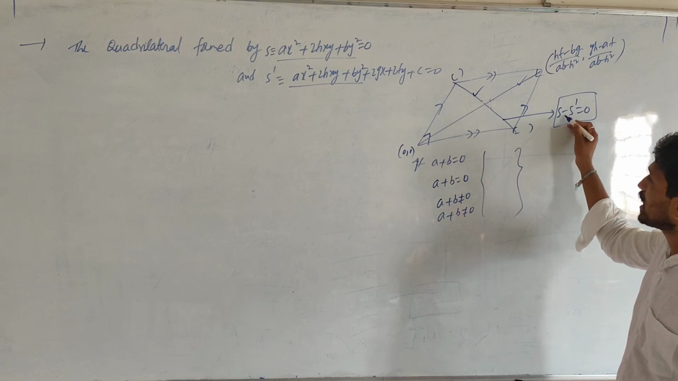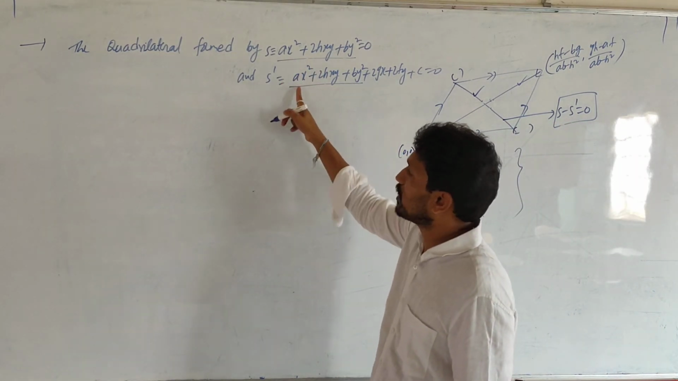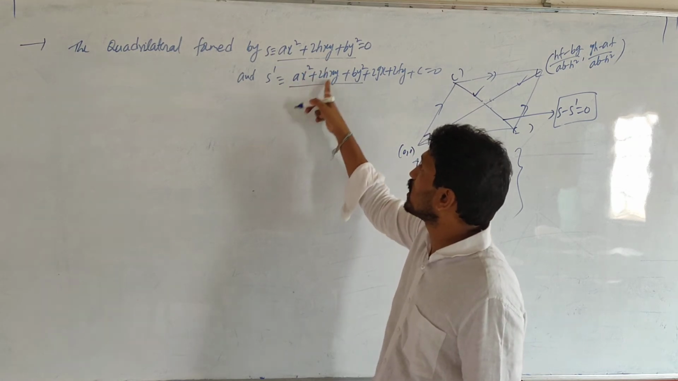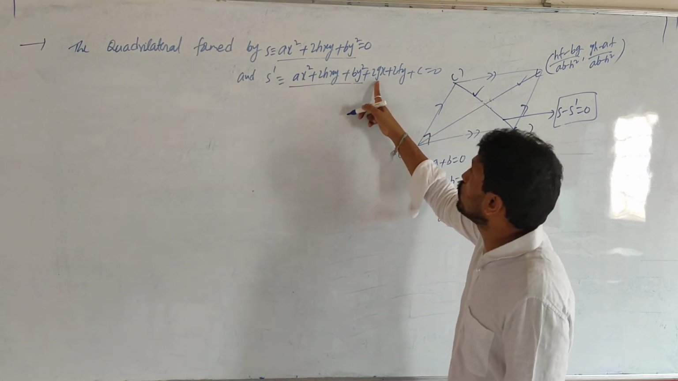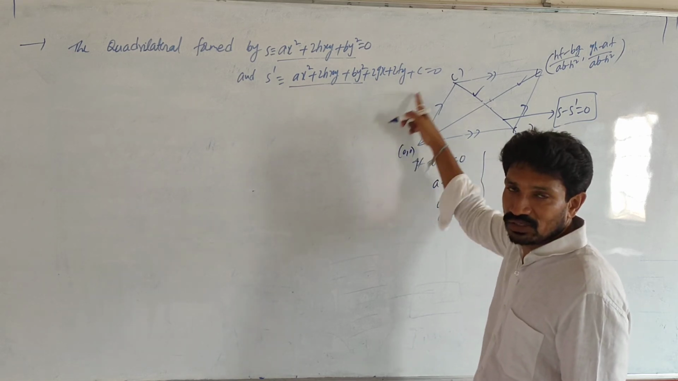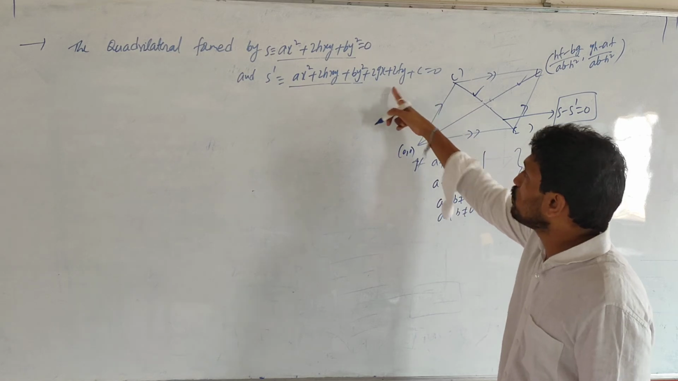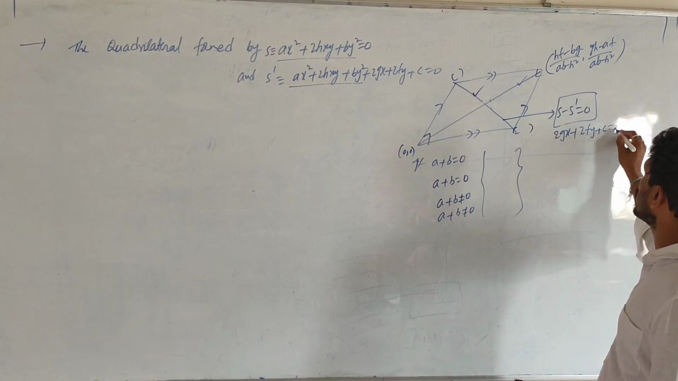And using S minus S dash equal to 0, this part will cancel: ax square, 2hxy, by square will get cancelled. Then we have minus of 2gx minus 2fy minus c, take the minus common and take it to the right side. Then you get 2gx plus 2fy plus c is equal to 0.